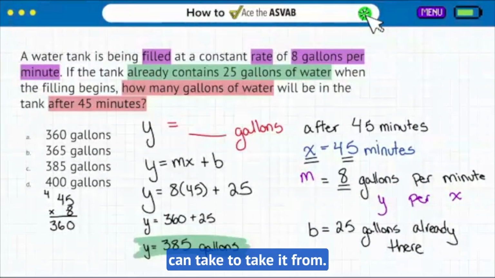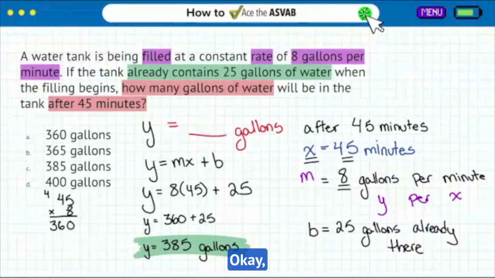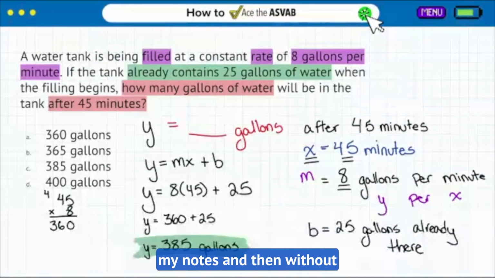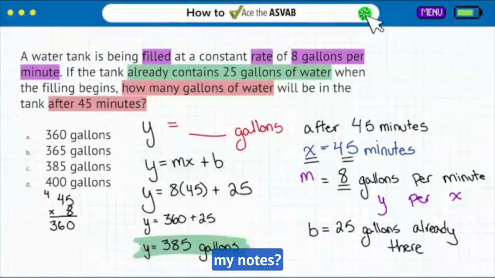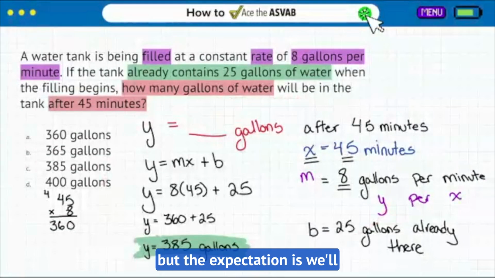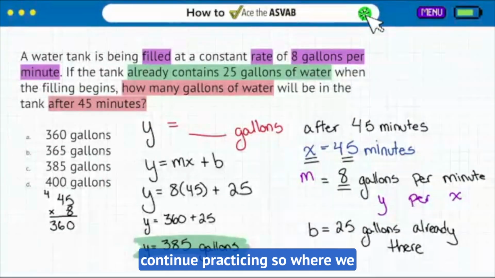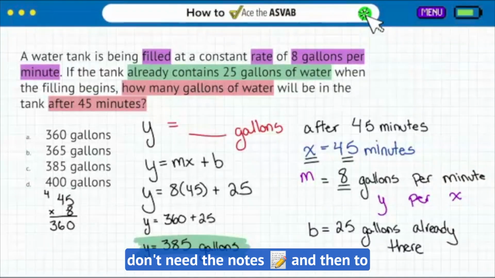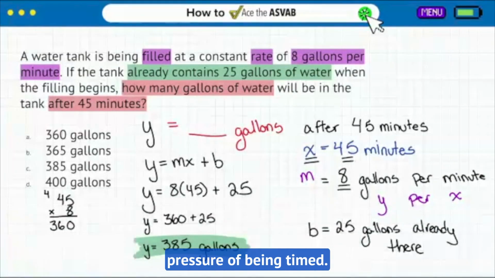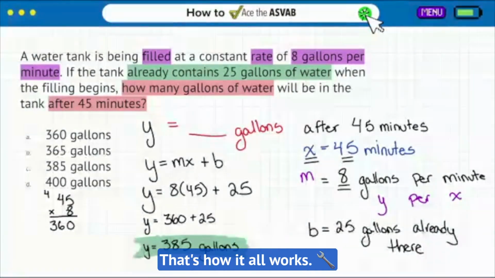And then there's steps that we can take to take it from, okay, I can point it out in practice, but can I point it out without my notes? And then without my notes, can I do it quickly enough on the test? So we're taking those steps. Right now, we're using our notes, but the expectation is we'll continue practicing, so where we don't need the notes, and then to where we can feel calm under the pressure of being timed. That's how it all works.